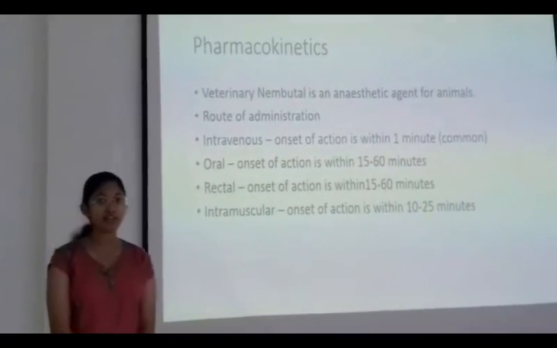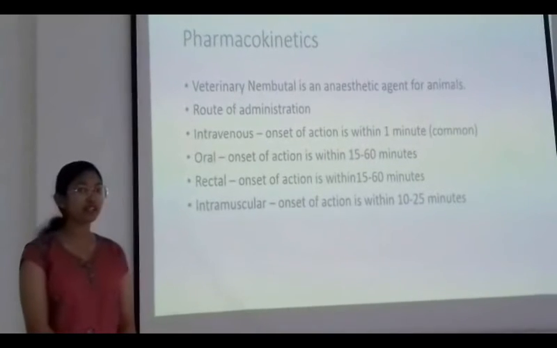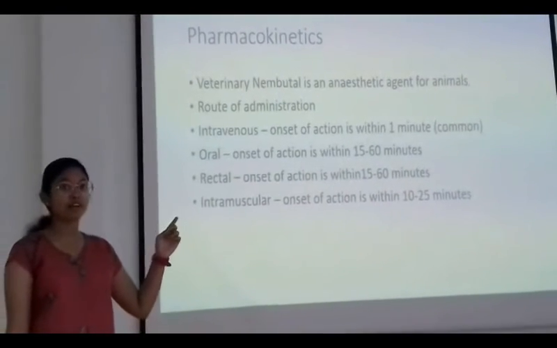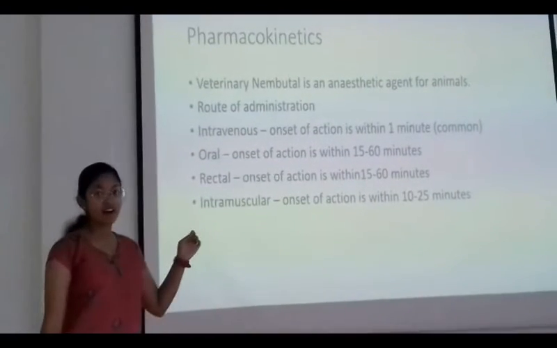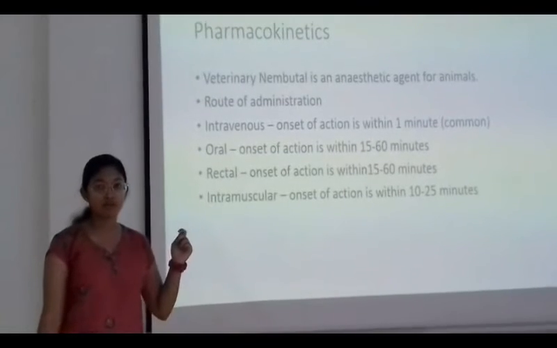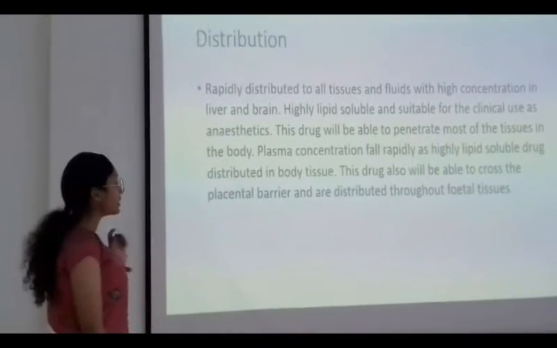Hello guys, today I will be talking about the pharmacokinetics of Nembutal. Nembutal is an anesthetic drug. As you can see here, there are several routes of administration and it depends on the onset of the action. So there are several routes of administration, which are intravenous, oral, rectal and also intravascular, and the most common one will be the intravenous.